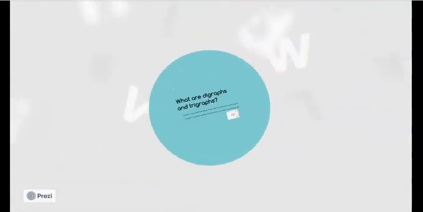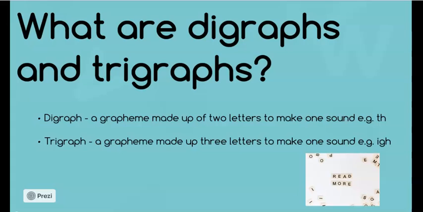Okay, and next we are going to think about digraphs and trigraphs, as I've already mentioned, and they are mentioned in some of my other videos where you can learn how to say the sounds. A digraph is made up of two letters to make one sound, so the example we have there is the TH, making the th sound. A trigraph is a grapheme that's made up of three letters making one sound, so another example there, the IGH, making the I sound, as in light or flight. A little tip there I always think is a digraph, a di for two and tri for three.